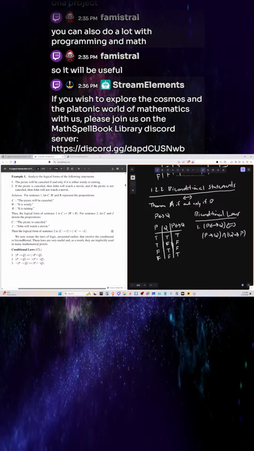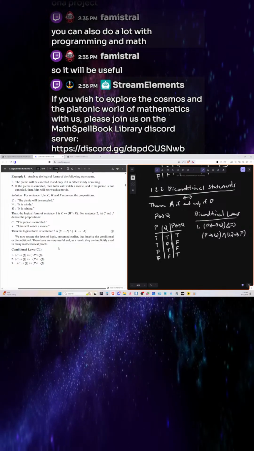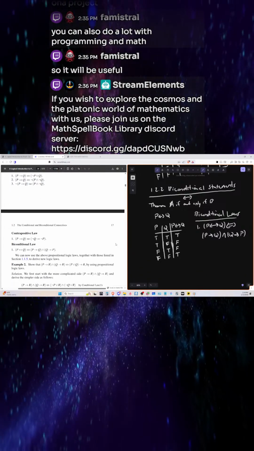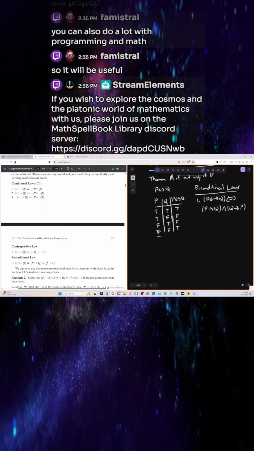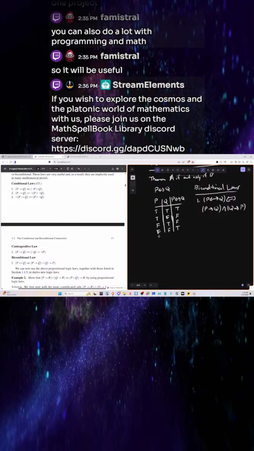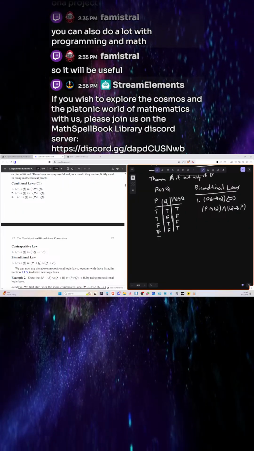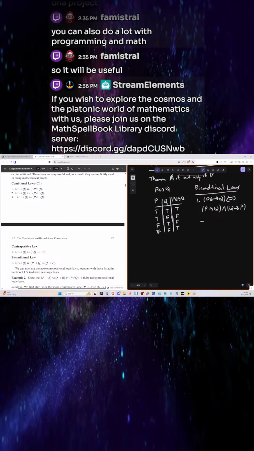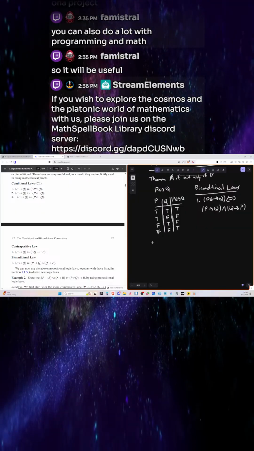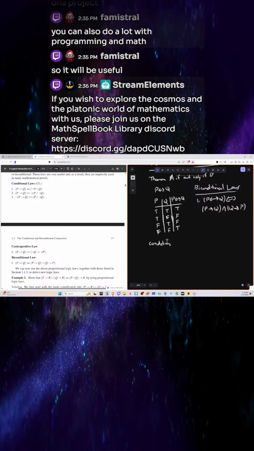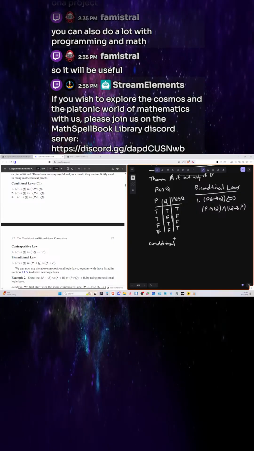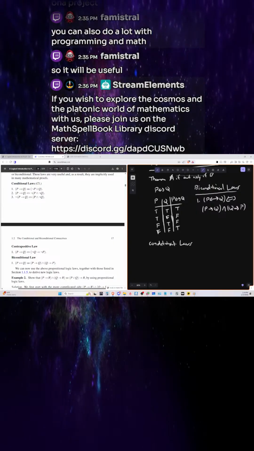Reinstate the laws. Yeah, I think I'll write these twice, because I like it when they're all gathered up in one spot.